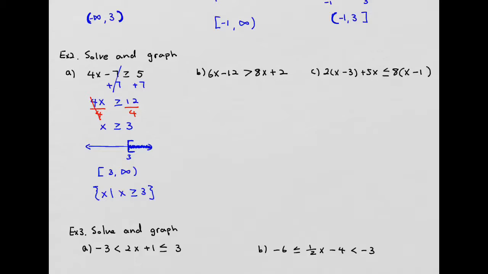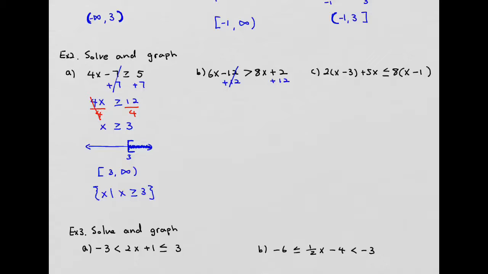Let's look at the next one. This one, you're going to put the numbers with the variable together first, right? So I have 6x here, 8x there. I wanted to put it together. The numbers without the variable, I wanted to put all on the other side. So first thing I will do is add 12.